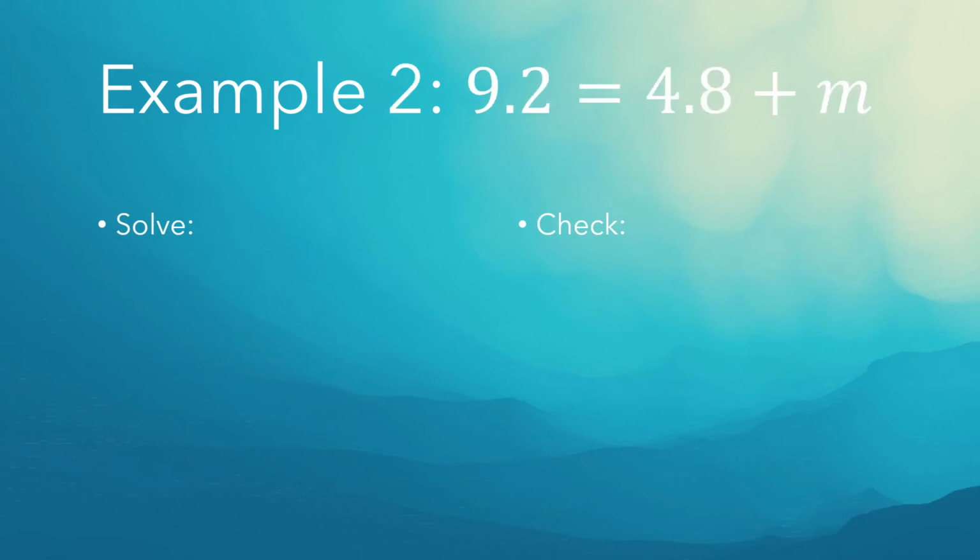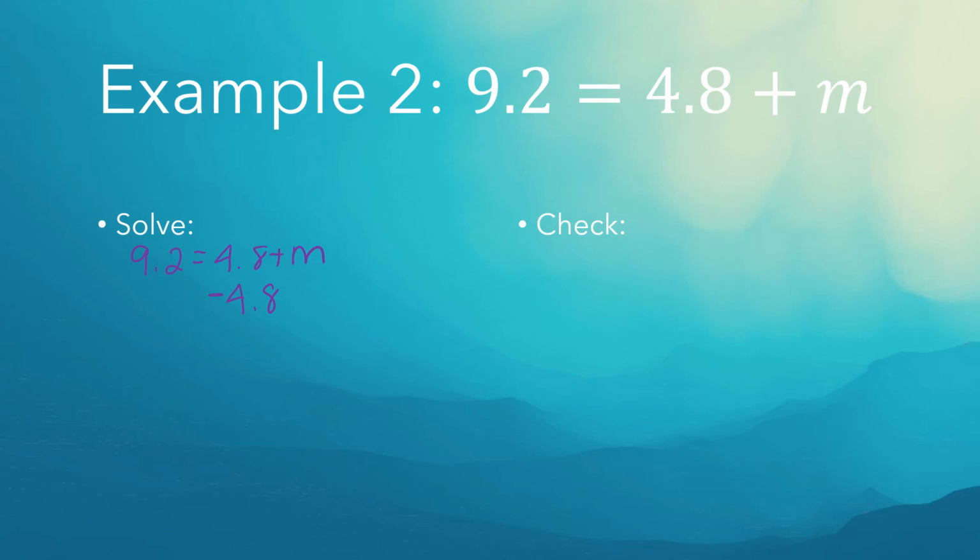Let's take a look at this next example. We have 9.2 equals 4.8 plus m. Even though we have decimals in this equation, we can still use the same concepts. We're trying to get m by itself. To get m by itself, we have to get rid of this plus 4.8. To get rid of addition of a positive number, we want to subtract that same number away, because they're going to cancel each other out.